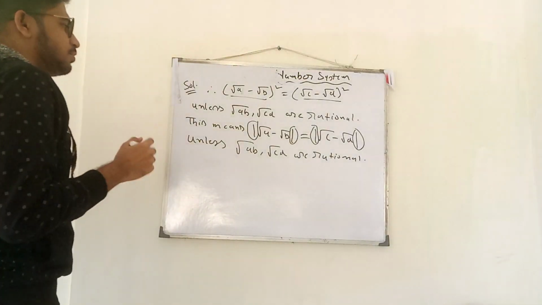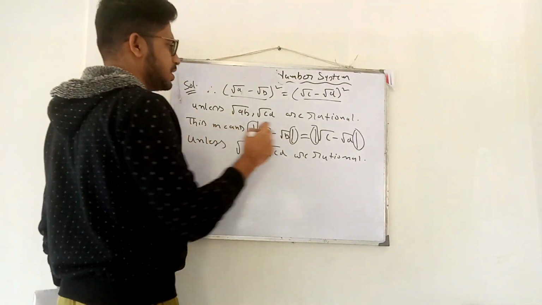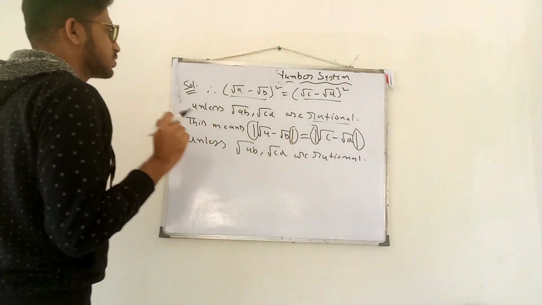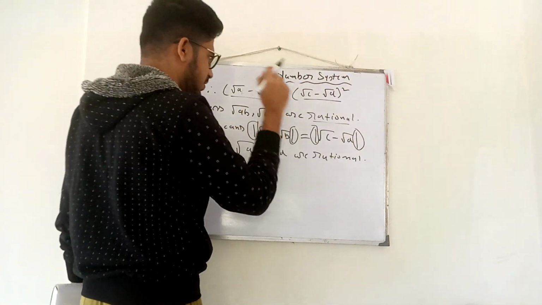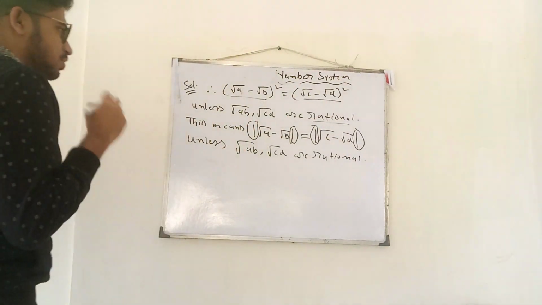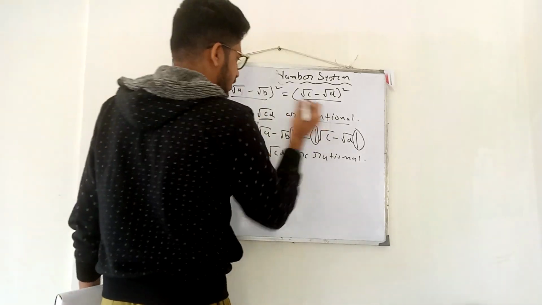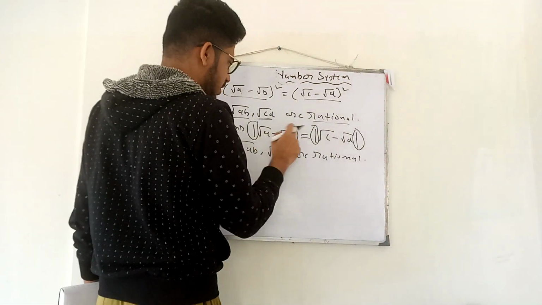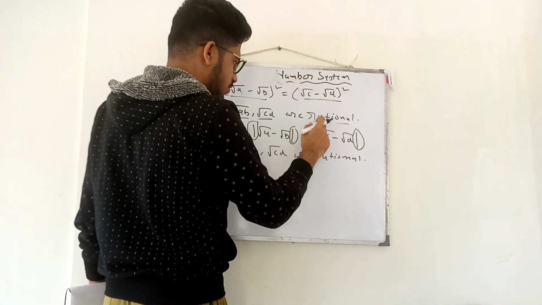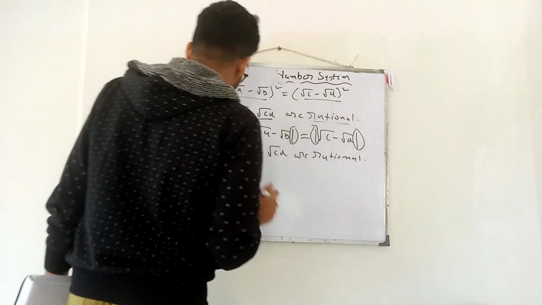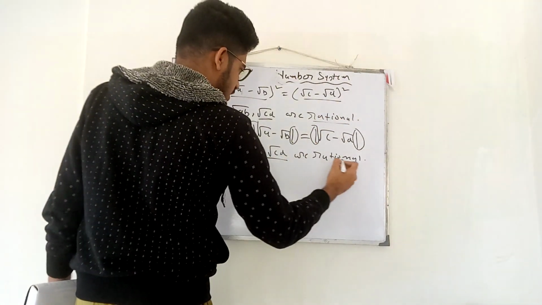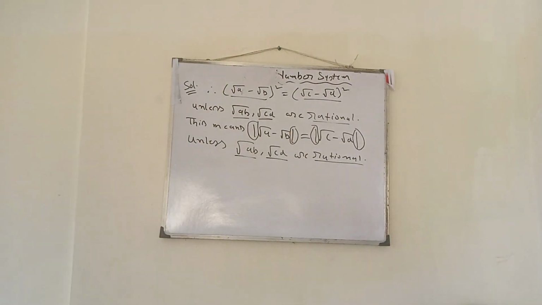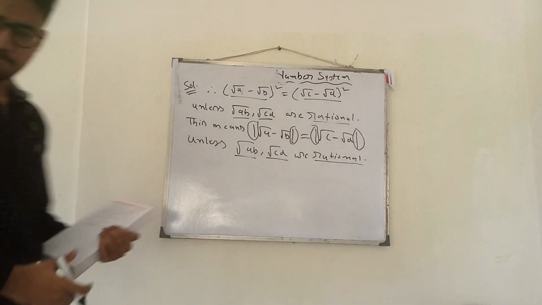So unless root AB and root CD are rational, root A minus root B whole square is not equal to root C minus root D whole square. This is the solution we have. This means that the modulus of root A minus root B is equal to the modulus of root C minus root D, unless root AB and root CD are rational. So this is the thing. Done.